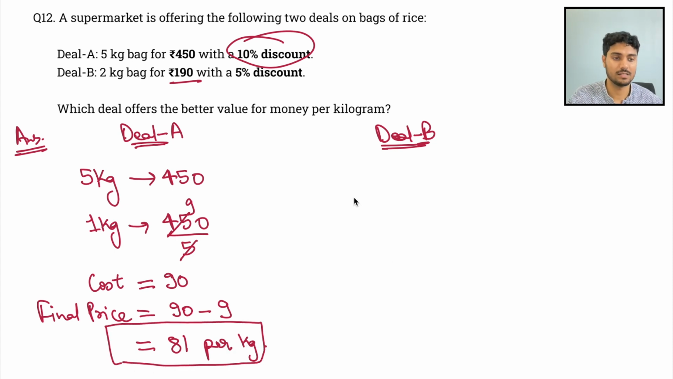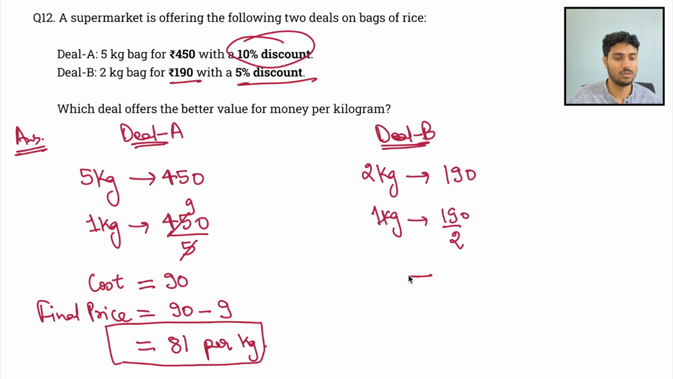Let's check the second case now, or deal B. It says 2 kg of bag for 190, and with additional 5% discount. So let's find the 1 kg price. So 1 kg is going to be 190 divided by 2. So the cost is going to be 2 ones are 2, 2 nines are 18, carry 1, 2 fives are 10, 95. Yeah, but there's additional 5% of discount. So let's check what will be the final price.